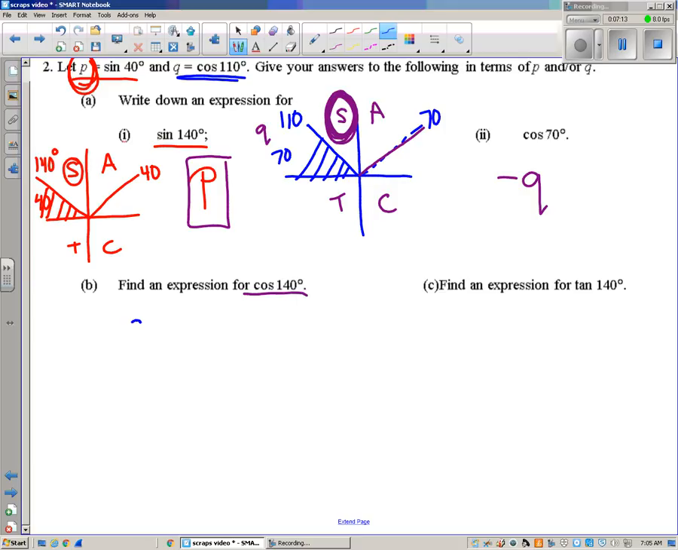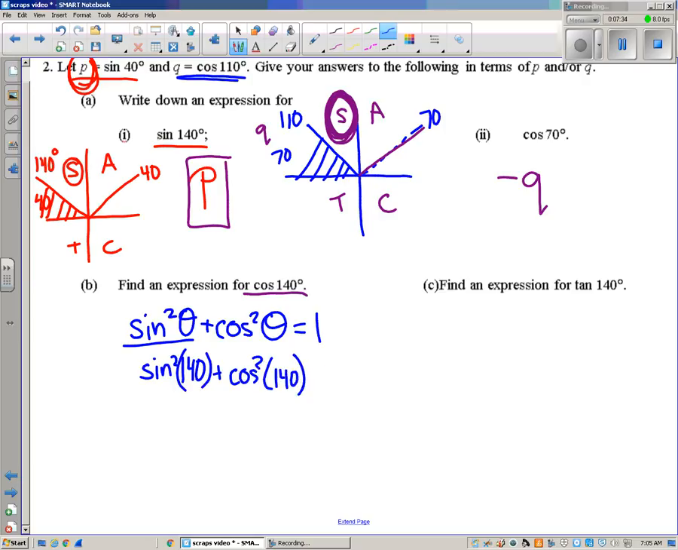So we have to plug into our sine squared theta plus cosine squared theta is equal to 1. Because I know this. I know what sine squared theta is. In fact, I know what theta is. I can rewrite this as sine squared of 140 plus cosine squared of 140 is equal to 1. Sine squared of 140 is just P squared because the sine of 140 we solved for is P. Well, we don't know what cosine squared of 140 is. That's what we're trying to solve for, but we do know it equals 1.